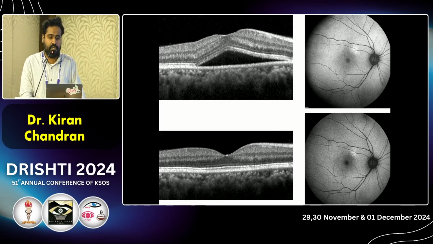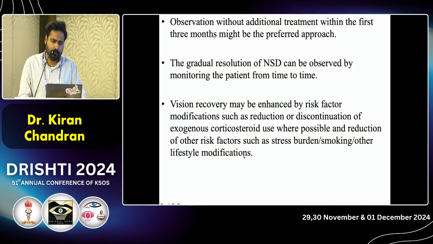So this is a case of acute CSCR in which there is a clear subretinal fluid on OCT, otherwise it does not show any changes, and after just 1 month of observation, the fluid is completely resolved, giving a dry section at the macula. Observation without additional treatment within the first 3 months might be the preferred approach in most centers. The gradual resolution of neurosensory detachment can be observed from monitoring the patient from time to time.